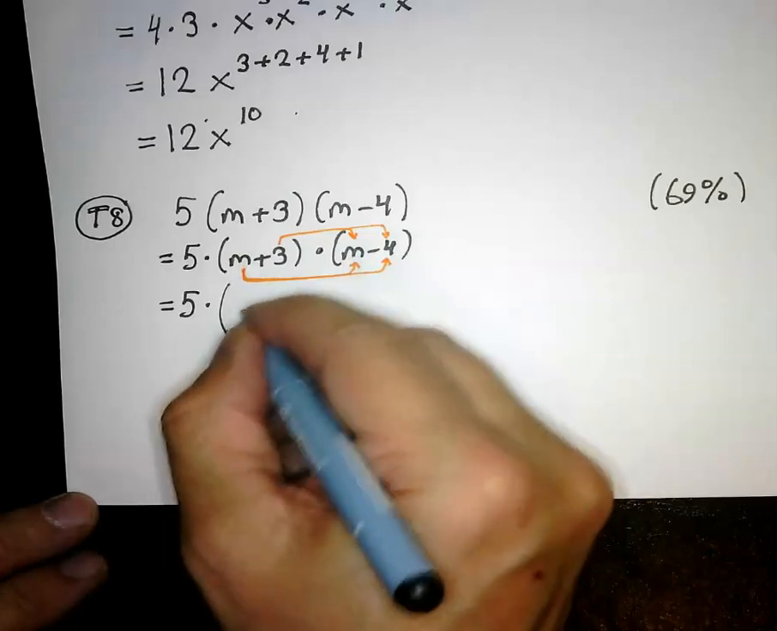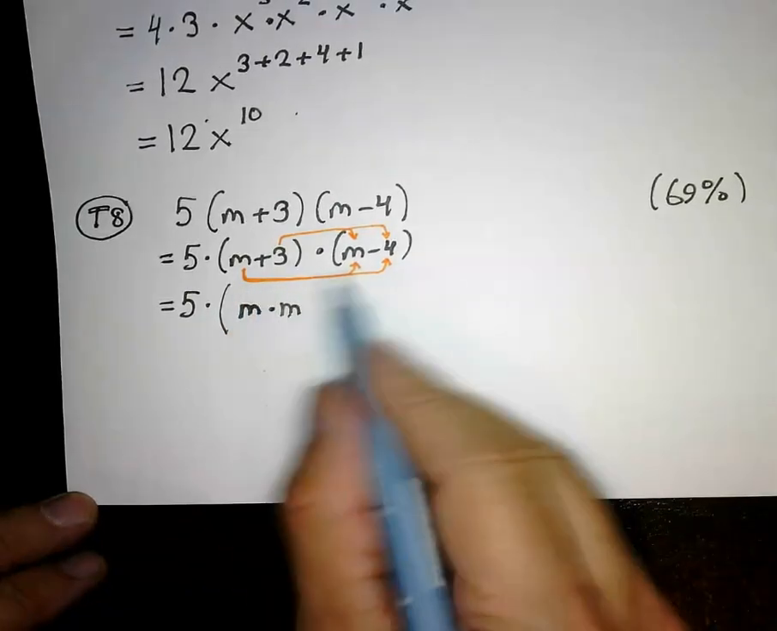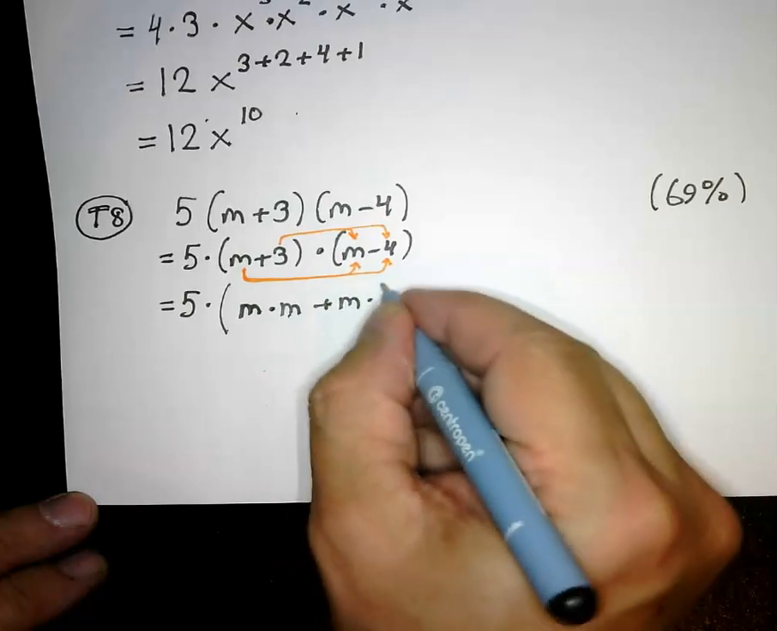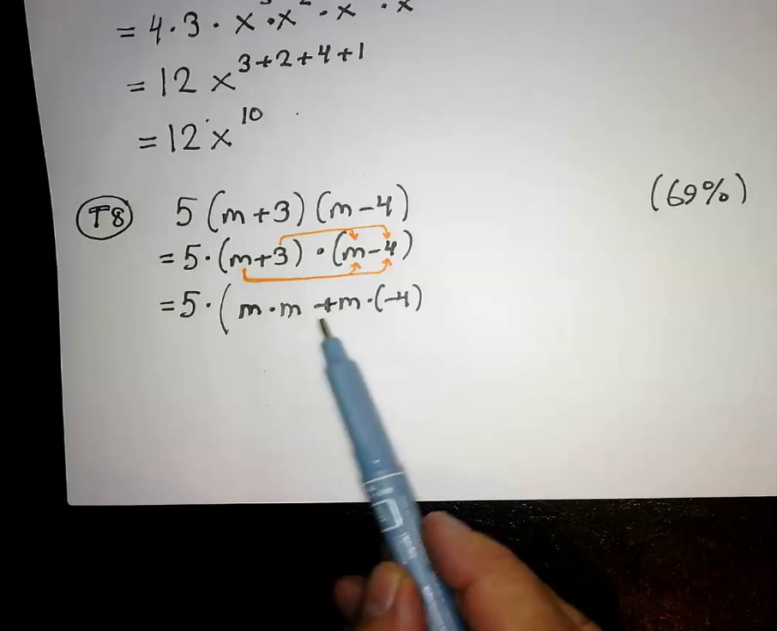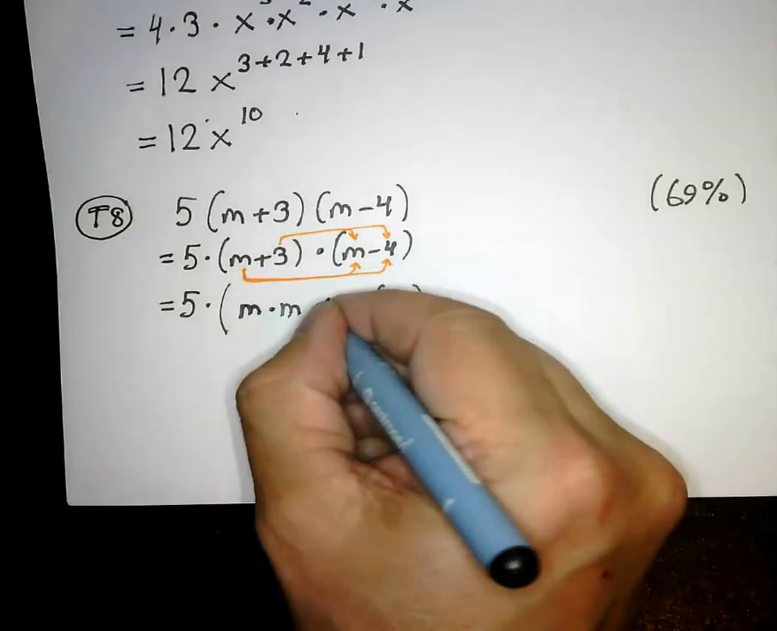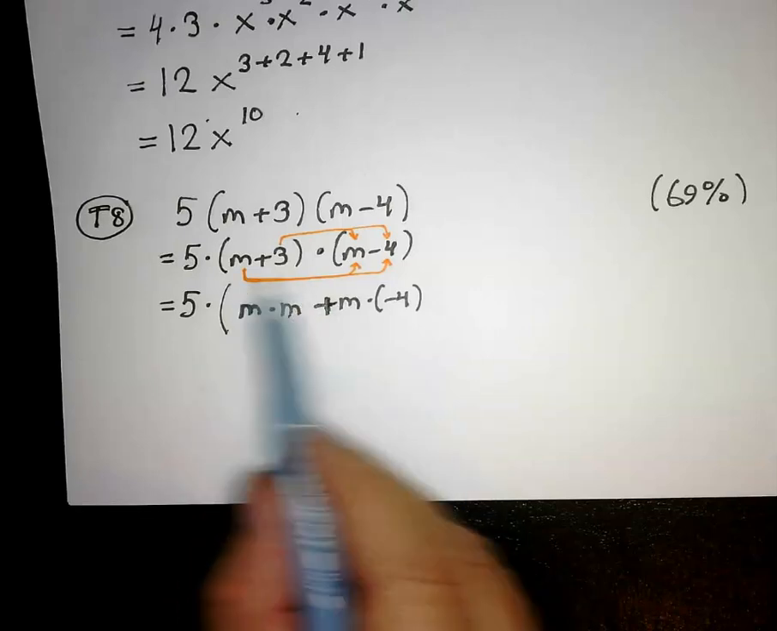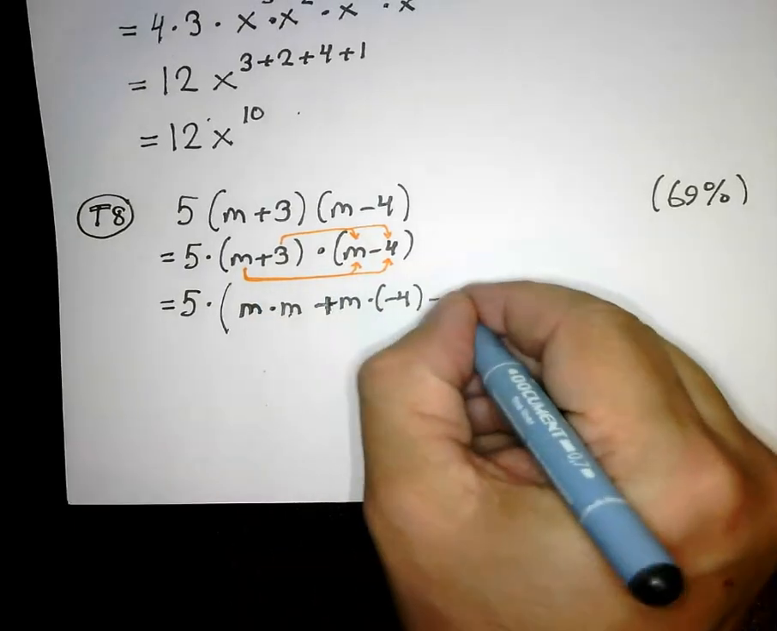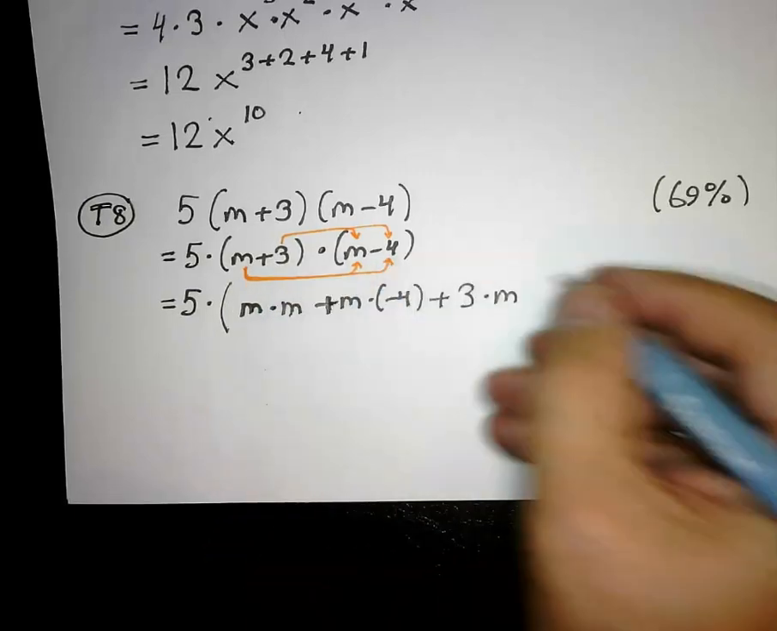M times m, I will write there only this multiplication first. M times m, m times minus 4, if you don't have any sign in front of m, it is plus. That's why there's plus. So m times m, m times minus 4, then we have plus 3 times m and plus 3 times minus 4.